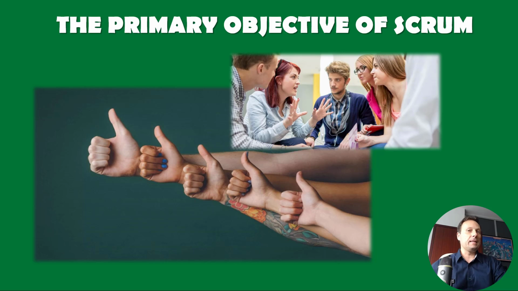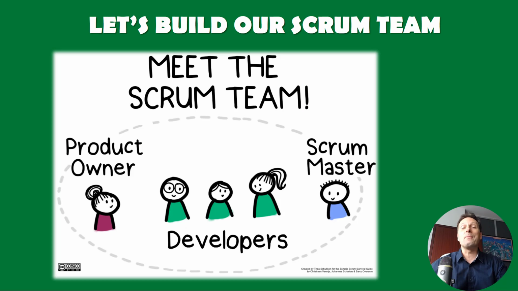Okay, now let's build our Scrum team. A Scrum team should consist of fewer than 9 people. For a large enterprise project, the ideal Scrum team size is 7 people, with a product owner, Scrum Master, and 5 developers.